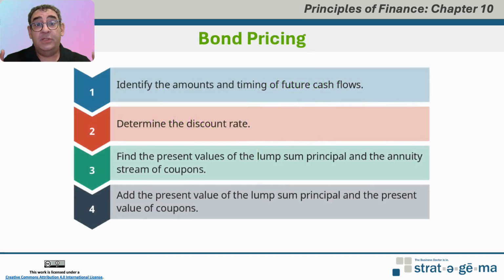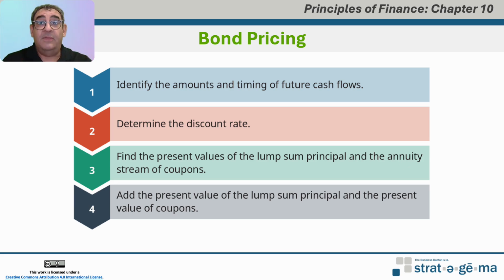So the general steps involved in determining the prices of bonds include identifying the amounts and the timing of the future cash flows. Thankfully, when it comes to bonds, these are relatively simple compared to some of the nastier cash flows that we saw in the last chapter. We determine the discount rate. Usually that's provided to us. We'll find the present values of the lump sum principal and the annuity stream of the coupons. So those interest payments occur regularly. They're the same amount. They're an annuity.